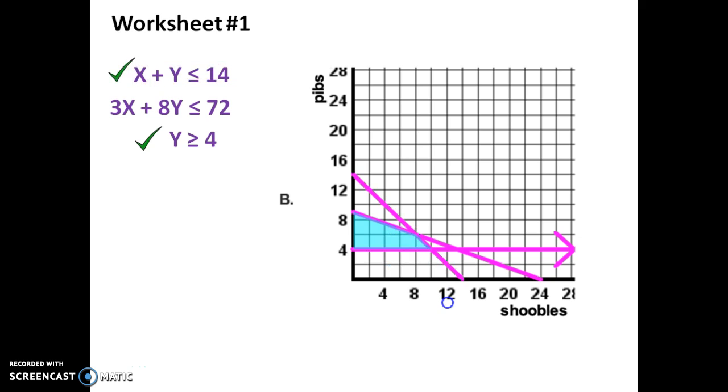Then we have 3x plus 8y is less than or equal to 72. We need to be shaded below on that one, and we are, so this would be the graph that correctly models that situation. So let's look at worksheet number 2 here.